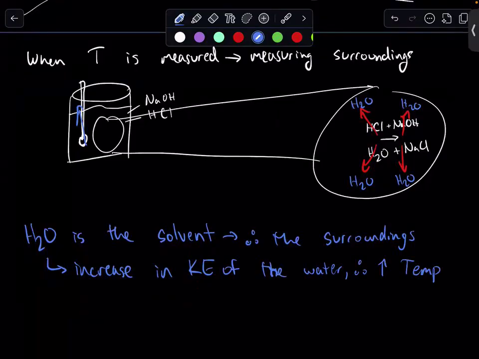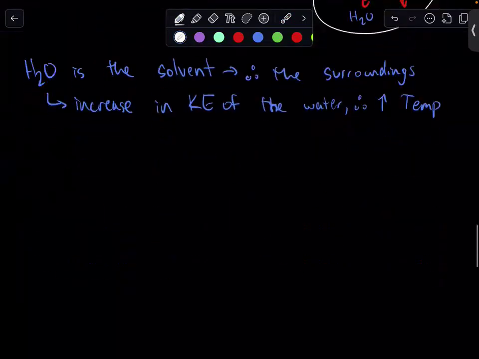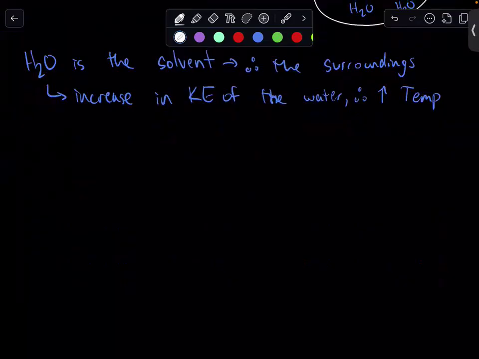So this is kind of that flow chart of the energy comes from the reaction into the water, causing these particles to move around way faster. They move around faster with a larger KE. They'll interact with the thermometer, hitting the particles in there, causing that to increase. And the temperature overall will be measured as an increase. So that's kind of what happens in an exothermic reaction. But what about an endothermic reaction?